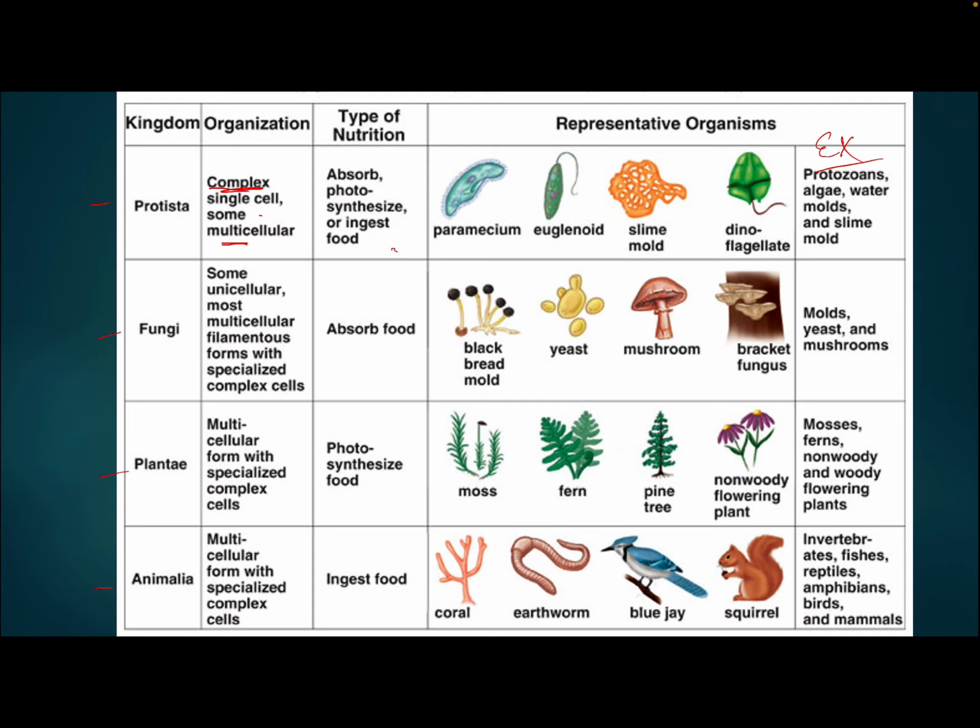All right, so then we have fungus. And again, they absorb their food. They are absorptive heterotrophs. Some are unicellular, but most of them are multicellular. They have some filamentous forms with specialized complex cells, and they are basically yeast and mushrooms. Same thing, plants, multicellular, photosynthesis, animals, multicellular, they ingest food, and lots of examples there. Okay, so this is a good chart to represent the biggest differences between the organisms.